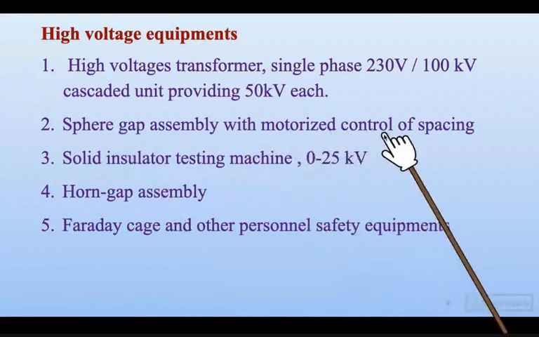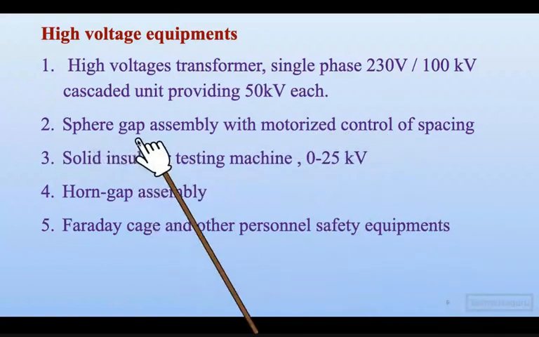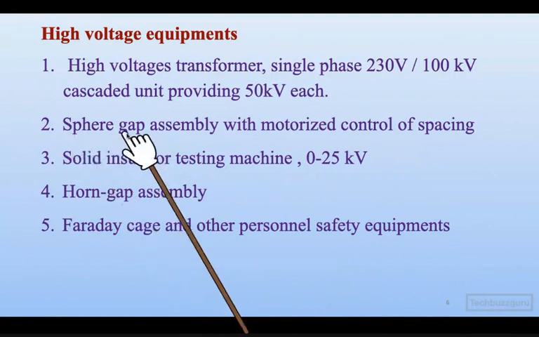So a sphere gap can be used for measuring unknown high AC voltages, DC voltages, impulse voltages, all kinds of voltages. So it is a very important equipment, the sphere gap, right?